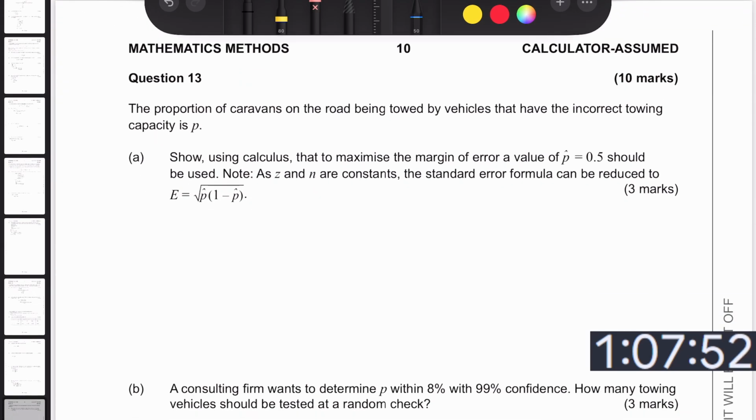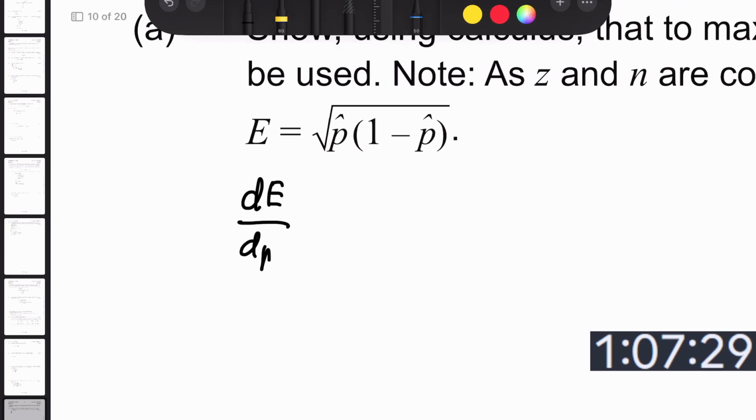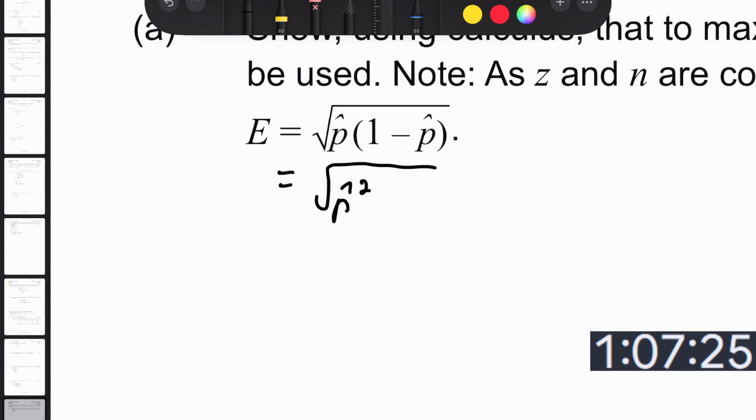The proportion of caravans on the road being towed by vehicles that have the incorrect towing capacity is P. Using calculus, to maximize the margin of error, the value P equals 0.5 should be noted. Let's see, that constant is reduced to P hat. So let's do dE/dP hat, E equals the square root of P hat minus P hat squared.